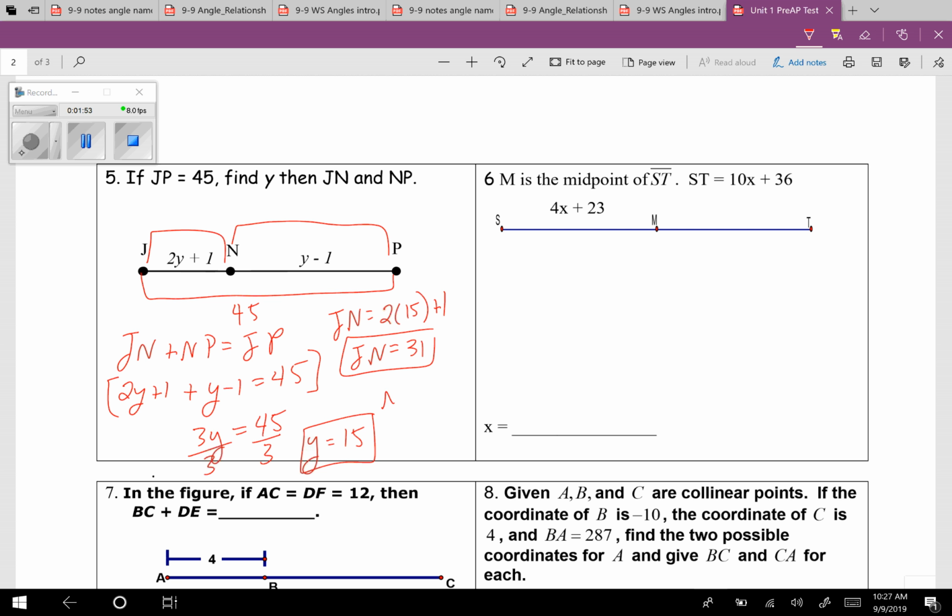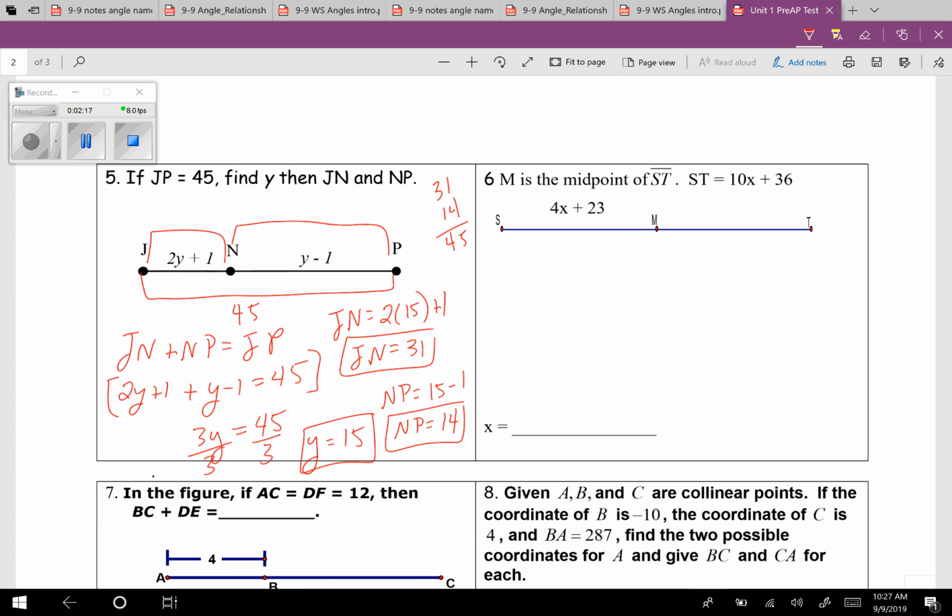And now NP. So NP is y minus 1, so it's just going to be 15 minus 1. So NP is 14. And look, double check. Take 31 and add 14 to it, and you should get 45. Do we get 45? Yes. So we know that we figured everything out correctly.